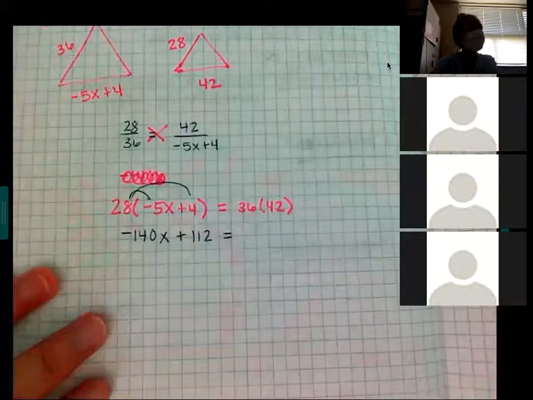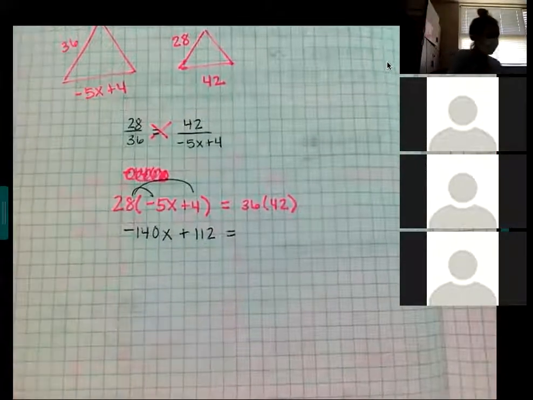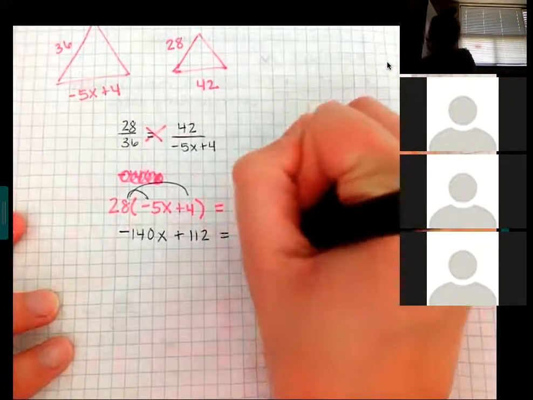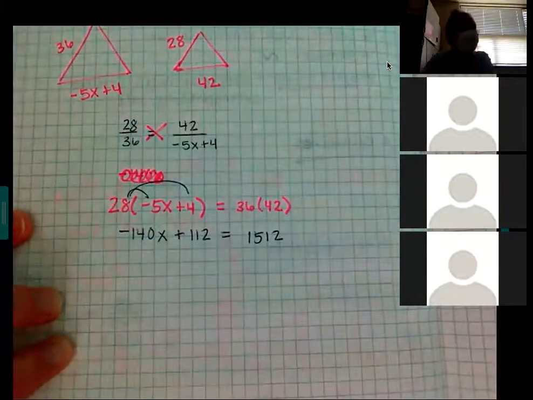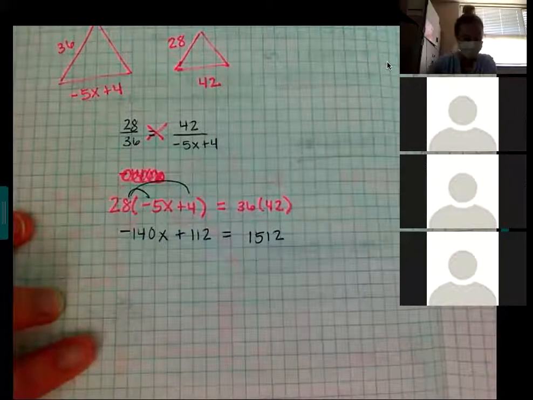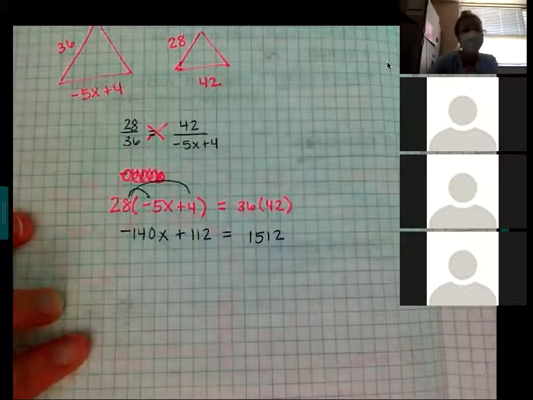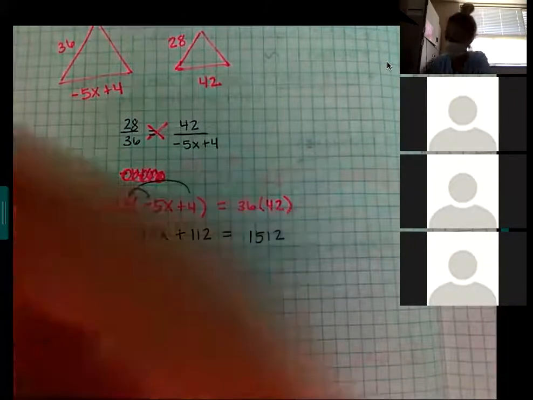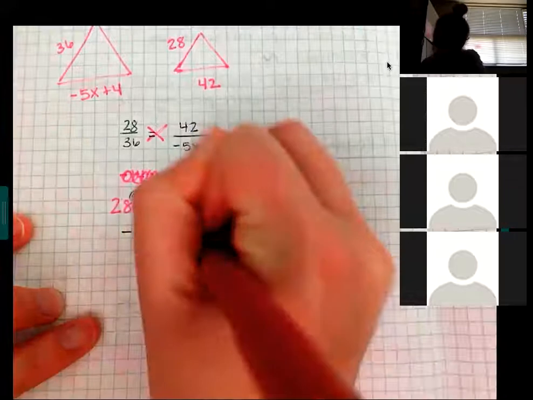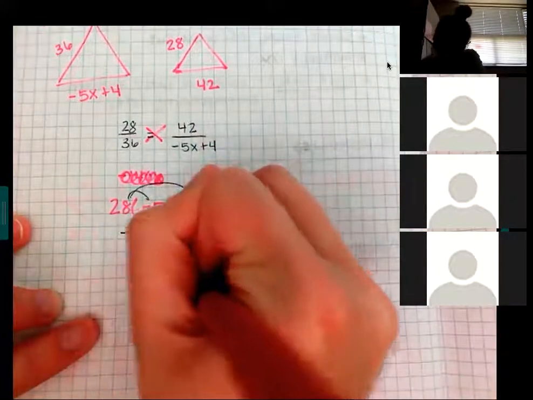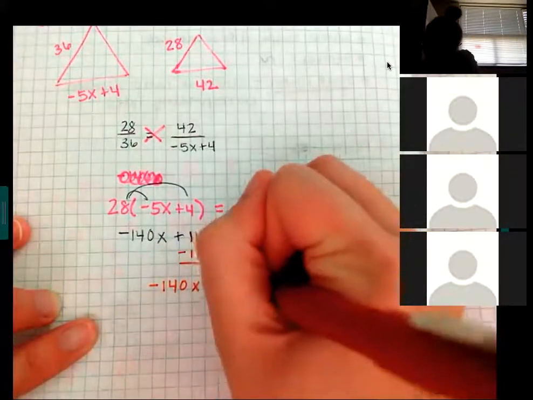Negative 140x plus 112 equals 36 times 42 is 1,512. And from here, what are we doing? Yeah, you're just solving for x, but some of y'all need to really pay attention because we messed this up on our quiz, which was kind of scary. How do you get x by itself? Subtract 112, good. So that would be negative 140x equals 1,400.